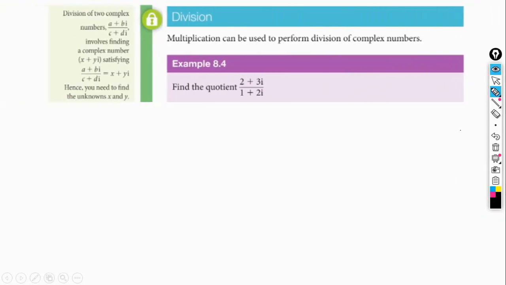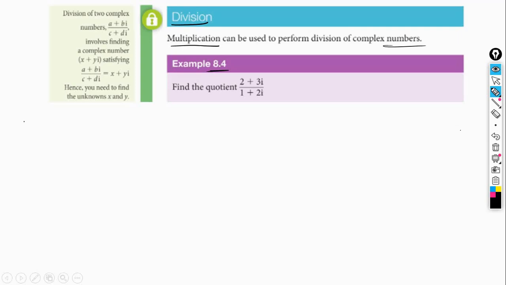So next we have division, and it says that multiplication can be used to perform division of complex numbers. And we go into example 8.4, and it says find the quotient of 2 plus 3i divided by 1 plus 2i. Now in the book, in this example, they solve it in a very complicated way using a system of equations. But it's a lot easier to use something called the conjugate.